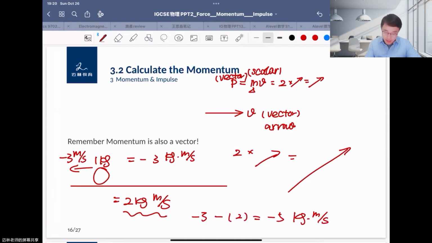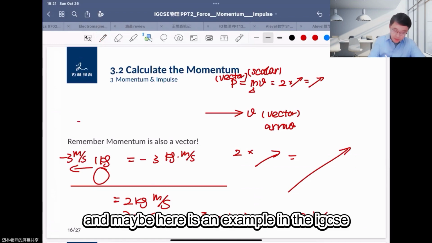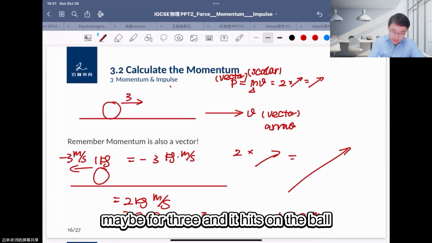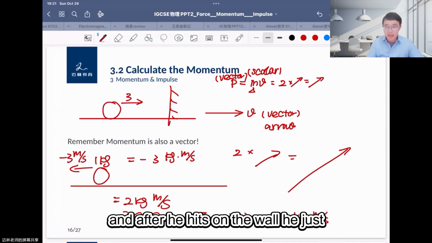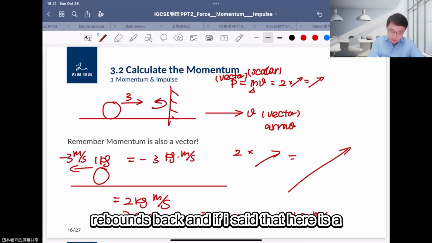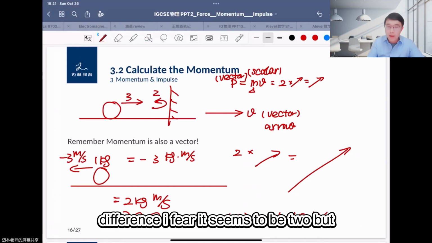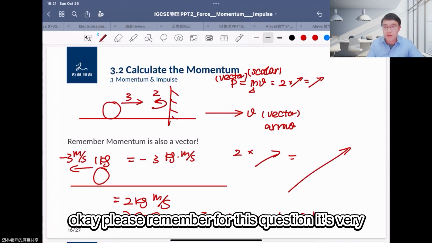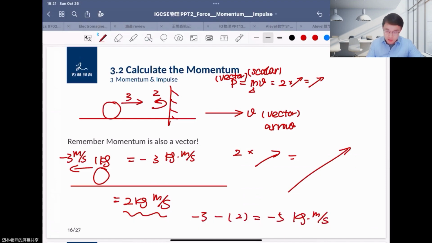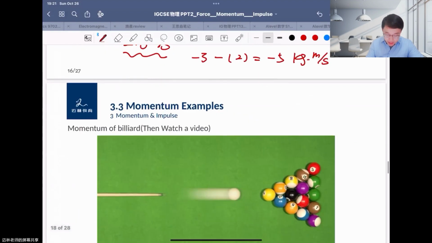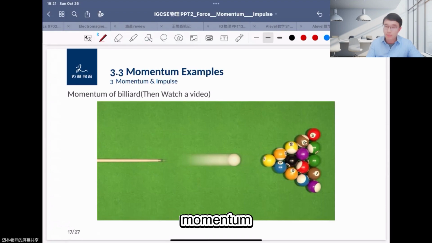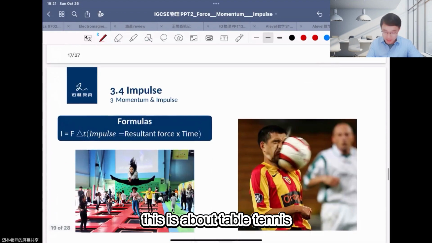Maybe here is an example that is always in the IGCSE test. We have a ball with a velocity of maybe 3, and it hits the wall. After it hits the wall, it just rebounds back. Here it seems the difference is 2, but the total momentum change is 5. So please remember for this question, it's very easy to write a wrong answer. Maybe next time we'll watch the video together and determine the momentum. This is about table tennis.